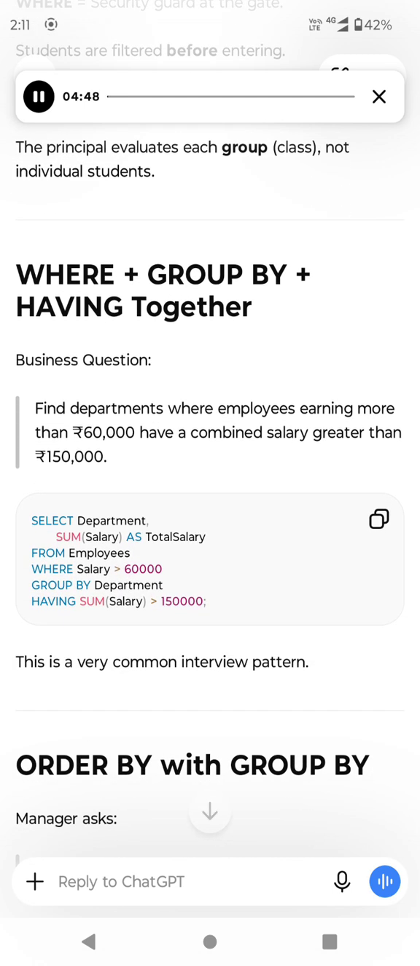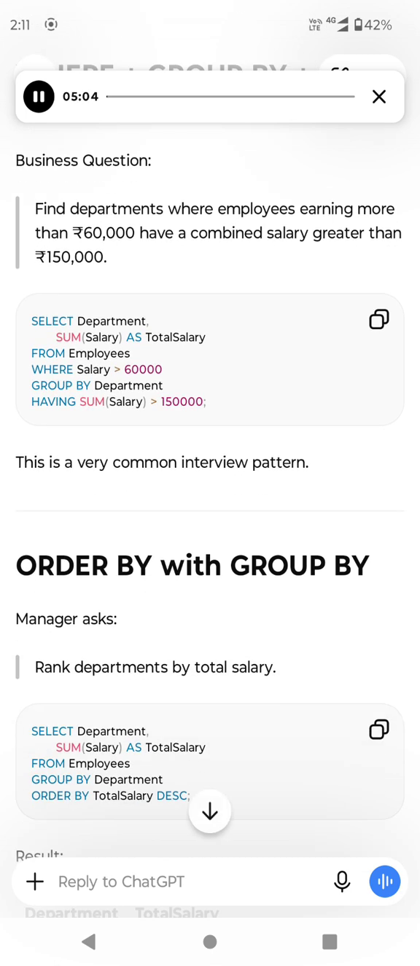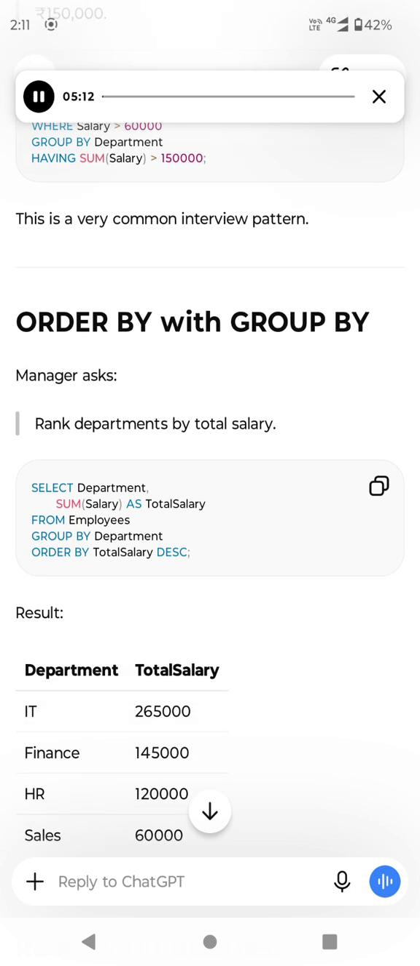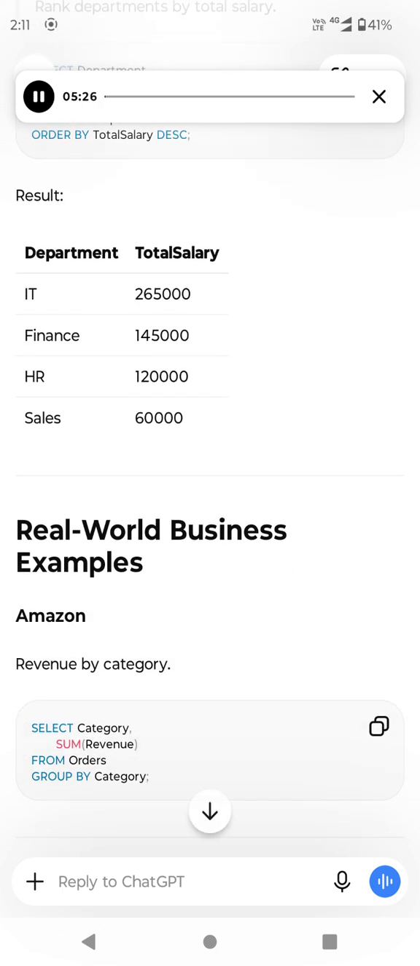WHERE plus GROUP BY plus HAVING together. Business question: "Find departments where employees earning more than 60,000 have a combined salary greater than 150,000." This is a very common interview pattern. ORDER BY with GROUP BY. Manager asks, "Rank departments by total salary." Result: department, total salary, Finance, 445,000, IT, 265,000, HR, Sales, 60,000.